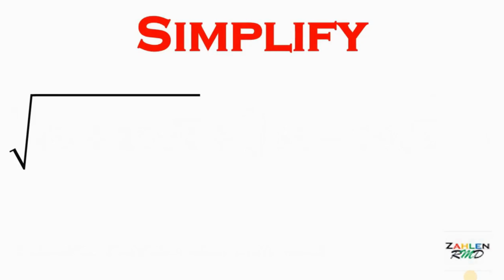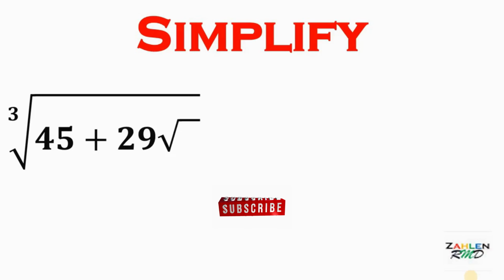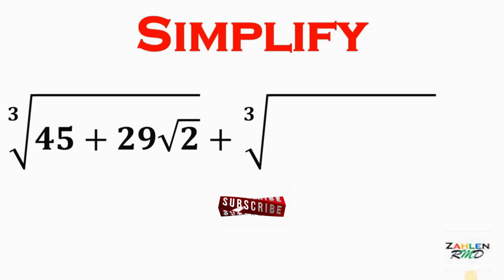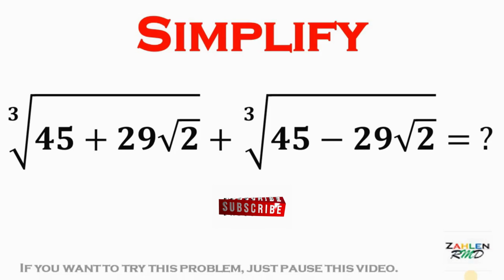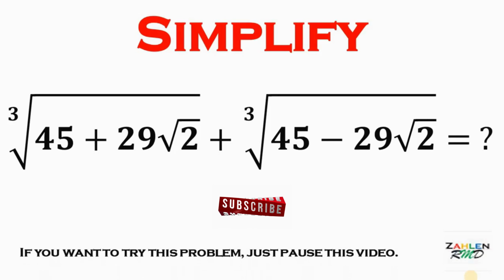So here's the question. Simplify. We have the cube root of 45 plus 29 multiplied by the square root of 2, plus the cube root of 45 minus 29 multiplied by the square root of 2. Now, if you want to try this problem, just pause this video, and if you're ready, here's the solution.